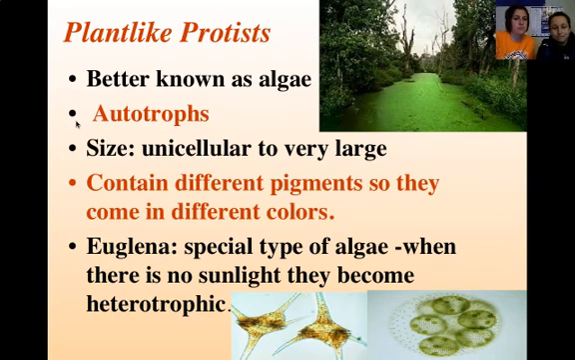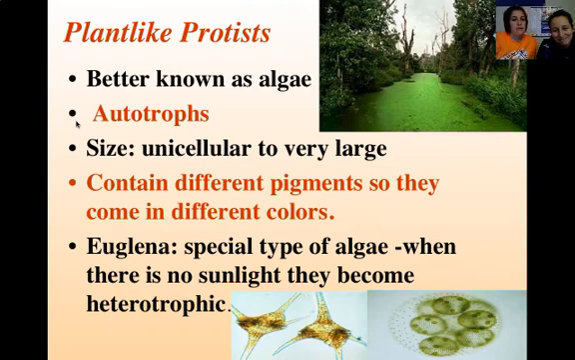Okay, our third type is the plant-like protists. These are better known as algae. They are autotrophic, meaning they are able to produce their own food. Their size varies. They can be unicellular or they can be very large. They do contain different pigments so that they come in different colors. A lot of algae is named due to their colors, such as red algae, green algae.